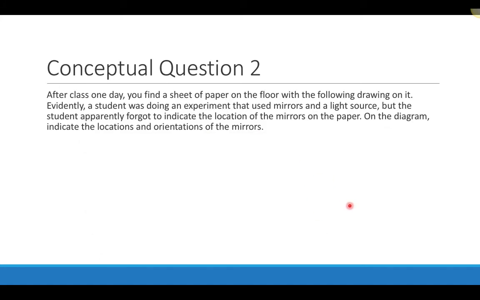Another question that I typically pose would be a picture where after class one day you find a sheet of paper on the floor with the following drawing on it. Evidently, a student was doing an experiment that used mirrors and a light source, but the student apparently forgot to indicate the location of the mirrors on the paper. On the diagram, indicate the location and orientation of the mirrors.